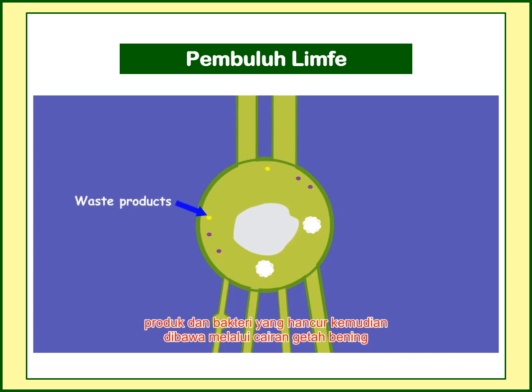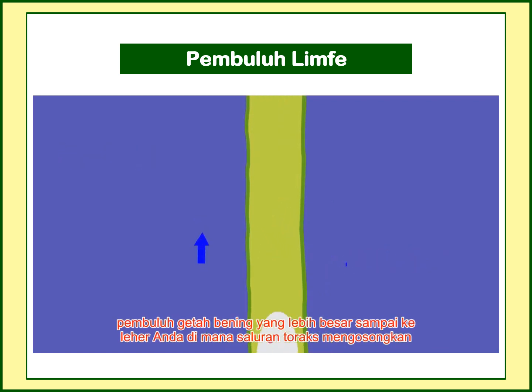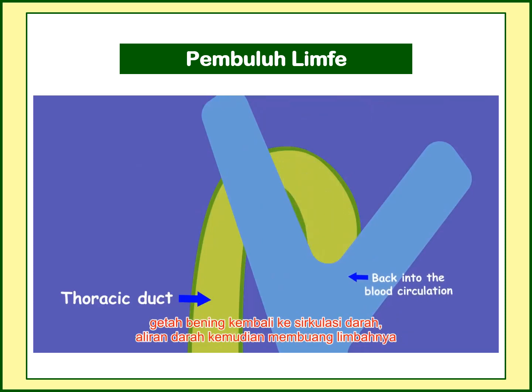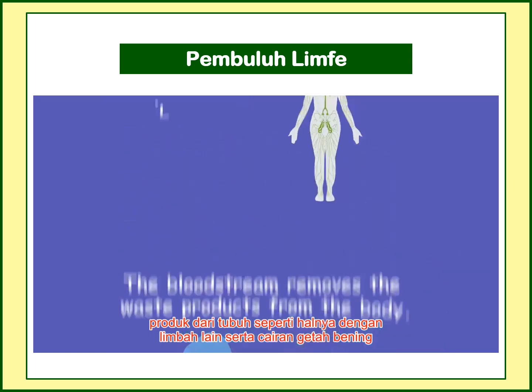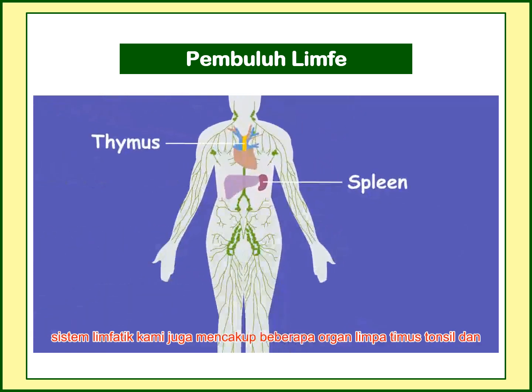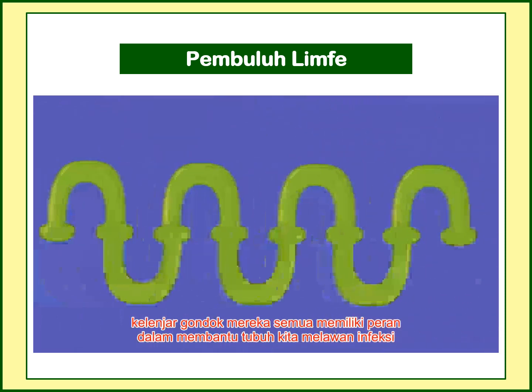The waste products and destroyed bacteria are then carried in the lymph fluid through larger lymph vessels up to your neck, where the thoracic duct empties the lymph back into the blood circulation. The bloodstream then removes the waste products from the body as it does with other waste. As well as the lymph fluid, our lymphatic system also includes a few organs: the spleen, thymus, tonsils, and adenoids. They all have roles in helping our body fight off infections.